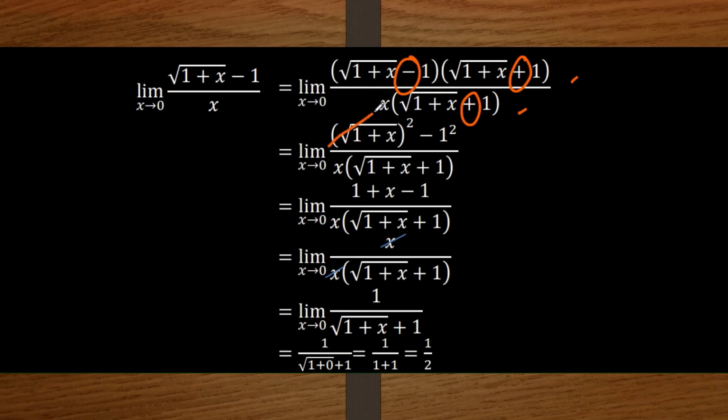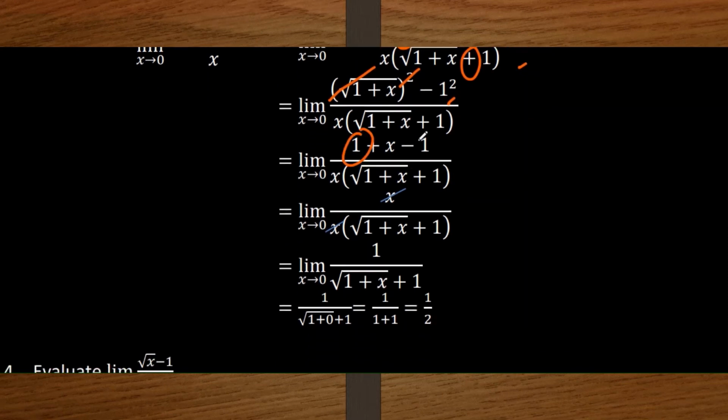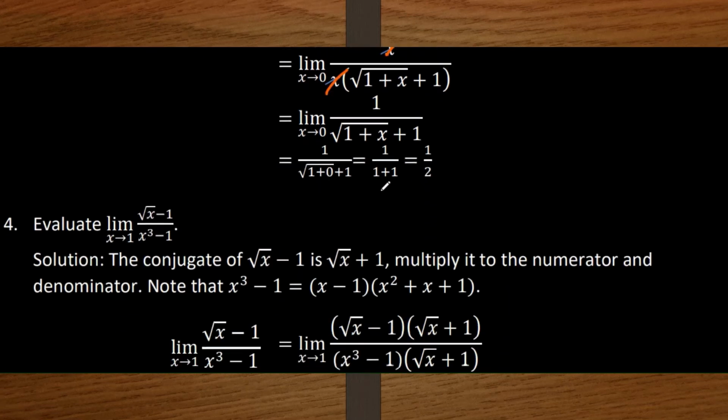Multiply. We can now cancel the first term, square root of 1 plus x, and get the square of 1. So 1 minus 1 is 0. So x is left. x divided by x in the denominator is 1. So 1 over square root of 1 plus x plus 1 will be the final expression.